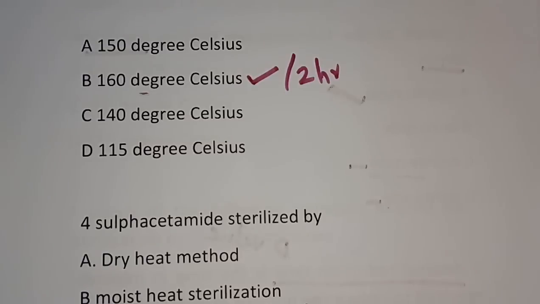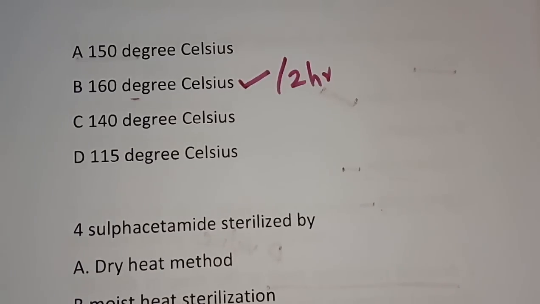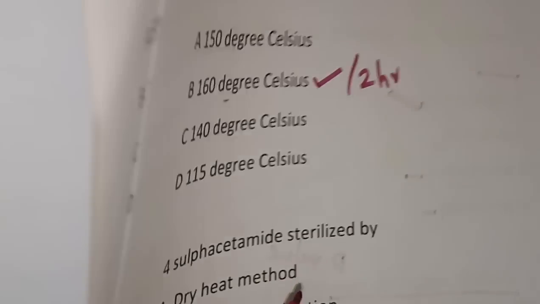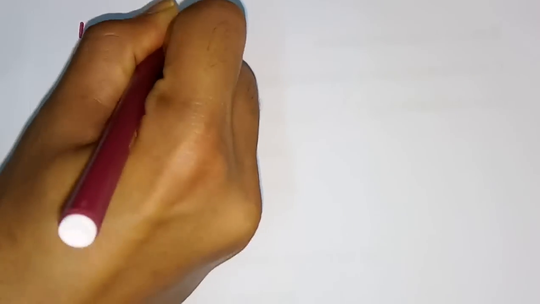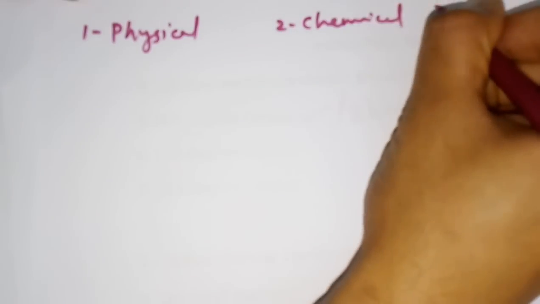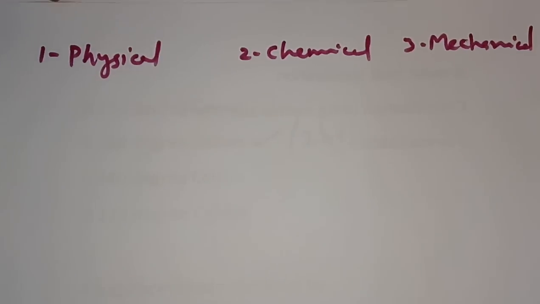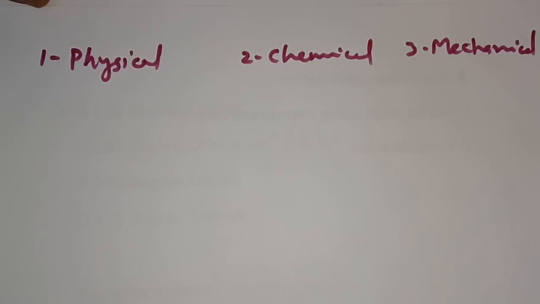Before that, we will see some methods of sterilization. They are physical method, chemical method, and mechanical method. First one is physical method. Another type is chemical method. Then the last one is mechanical. Like this, 3 types are there.